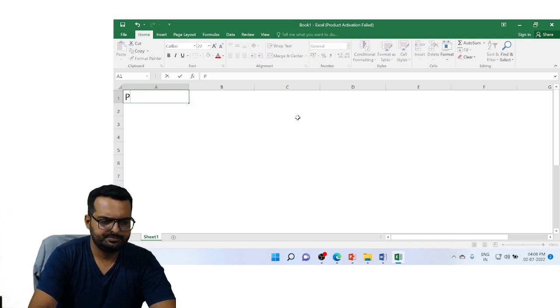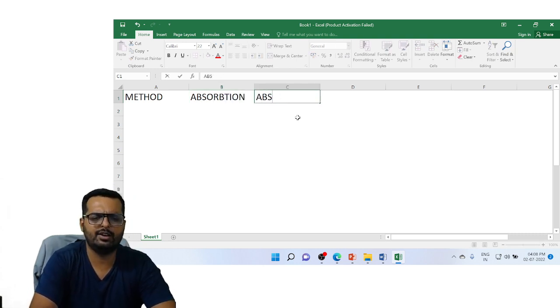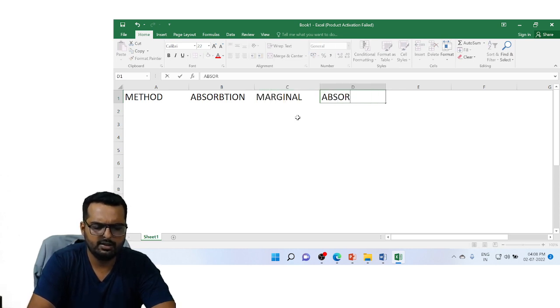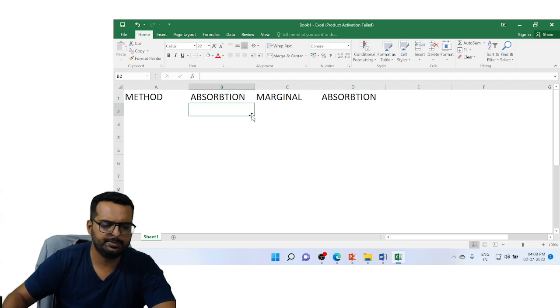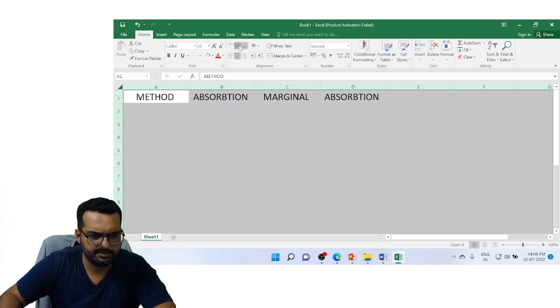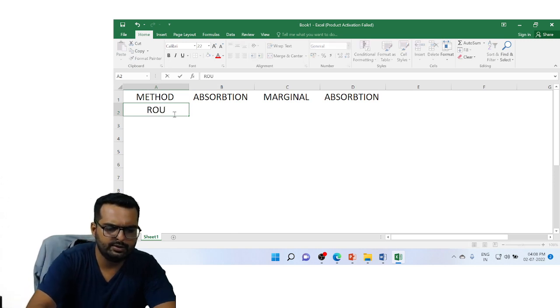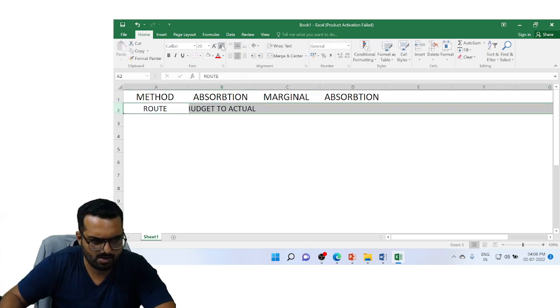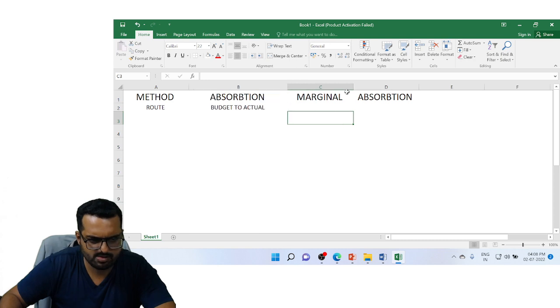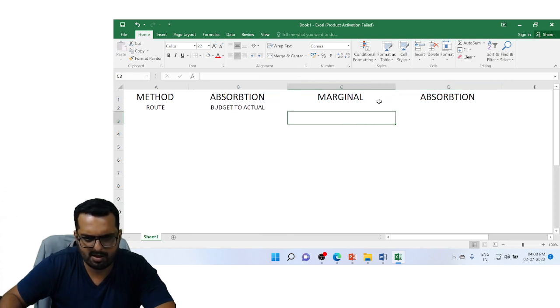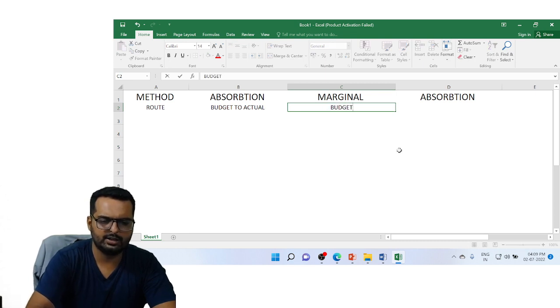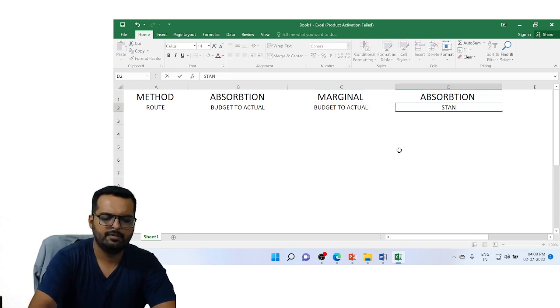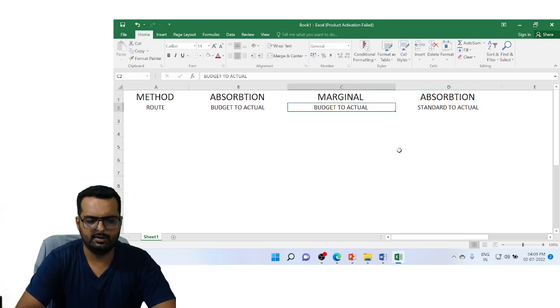All right. There are three methods of reconciliation. First one is absorption costing method. Second one is marginal costing method. Third one is again absorption costing method. All right. The route is different. In the first one, it is budget to actual. Second one is also budget to actual. And the last one is standard to actual.